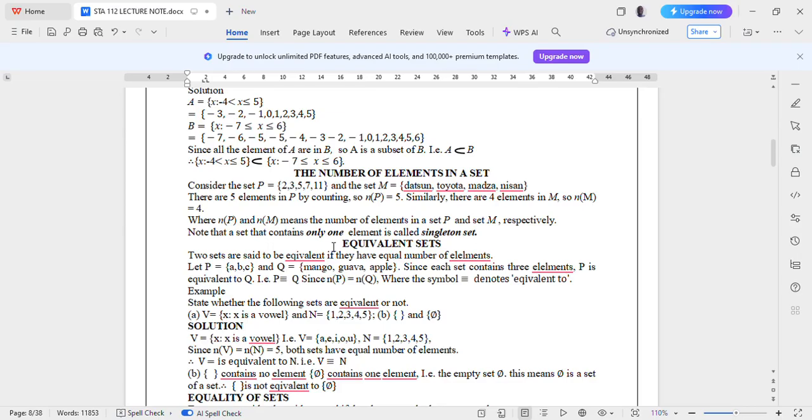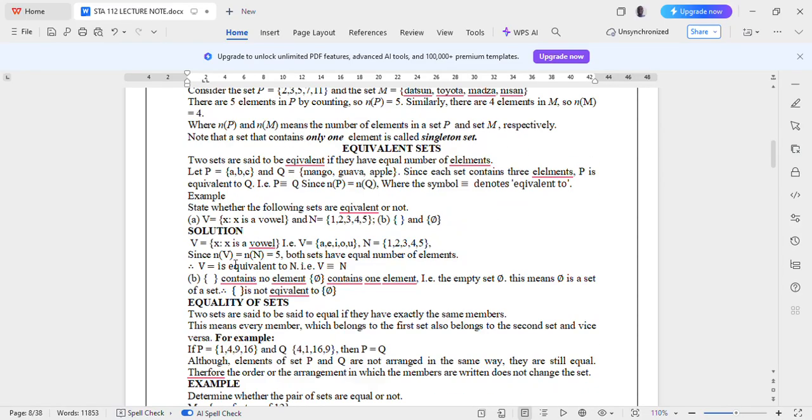Now look at this example. Say whether the sets are equivalent or not. V is such that x is a vowel. N is 1, 2, 3, 4, 5. The two sets are equivalent because the number of vowels is 5, and the number of elements in N is also 5. So V is equivalent to N. You can see the symbol used, like an equals sign but with 3 bars: 1, 2, 3 bars. That is equivalent, different from equal to. So V is equivalent to N.